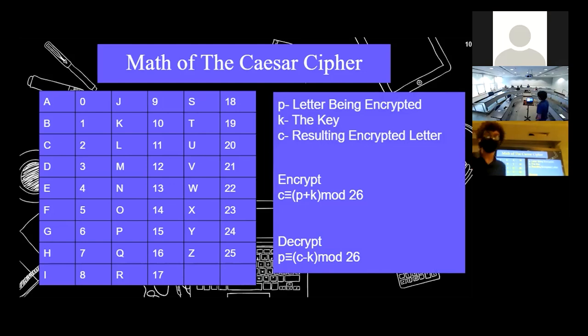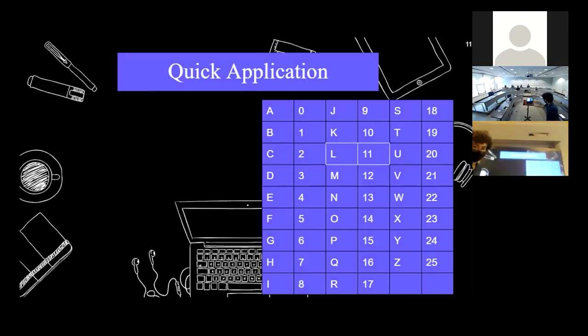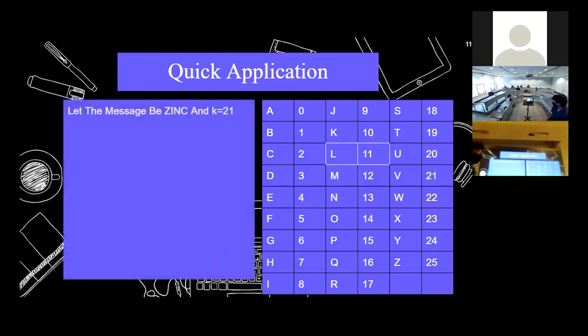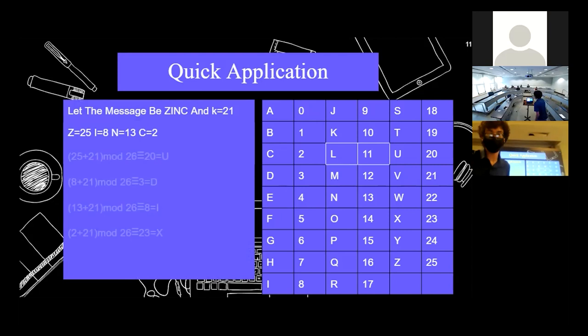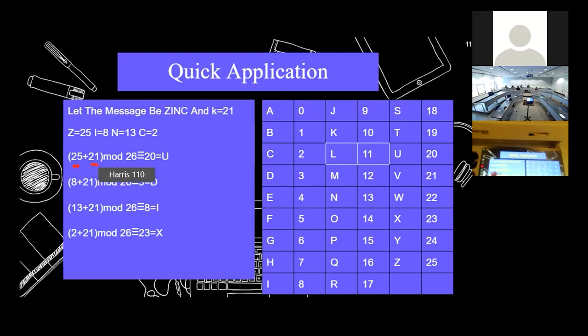And so we're going to use an example. So we have our chart once again as our reference point, and we're going to let our message be zinc and let k equal 21. We're going to shift the alphabet forward 21 spaces. So the first step is to identify each letter's numerical value. So Z is 25, I is 8, N is 13, and C is 2. And then we lay out the equation. So we have their numerical values on the left, and then we have K as 21. Then we have our modular function with 26.